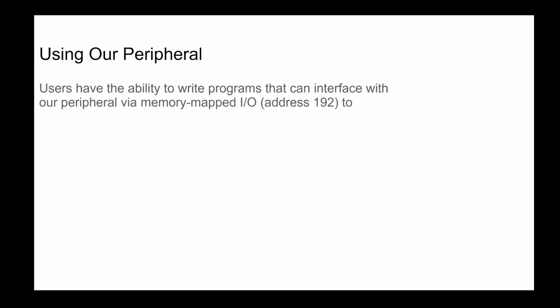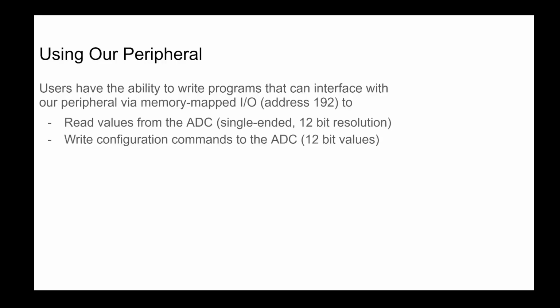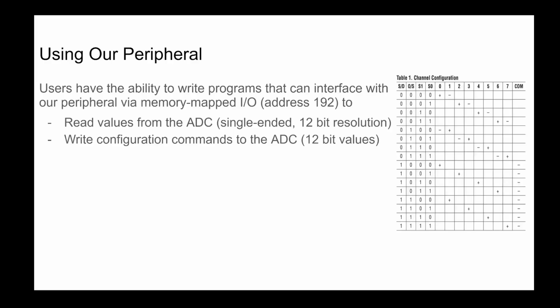A little bit about using our peripheral. Users have the ability to write programs that can interface with our peripheral via memory mapped I/O, and we chose the address 192. From that, you're able to read values from the ADC, which will be single-ended 12-bit resolution. And you're also able to write configuration commands to the ADC, which will also be 12-bit values.